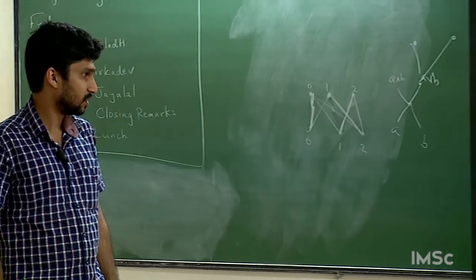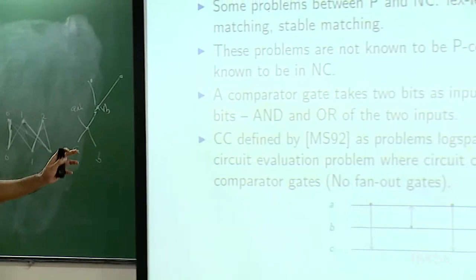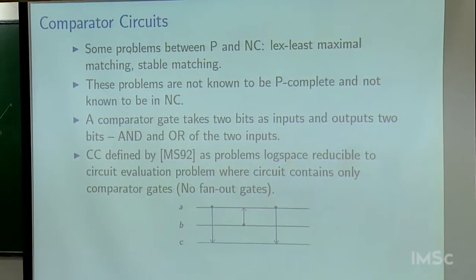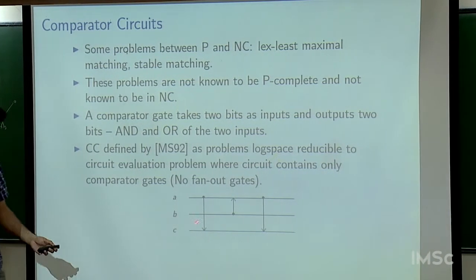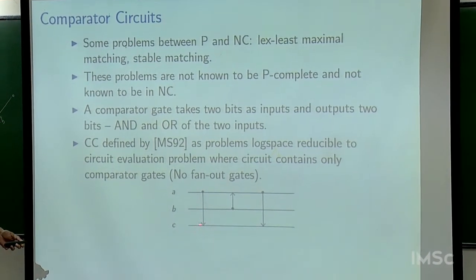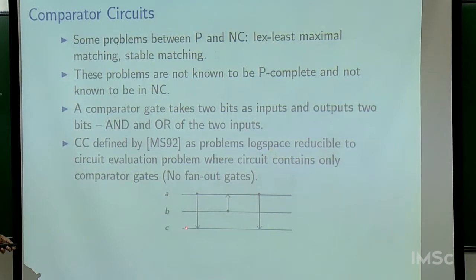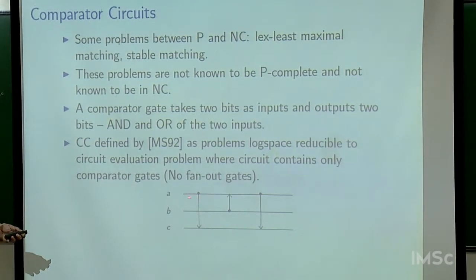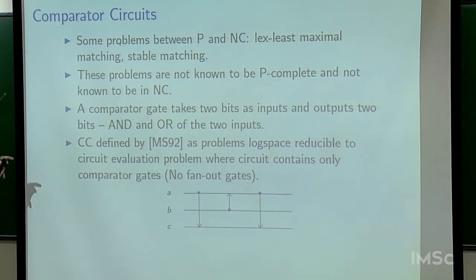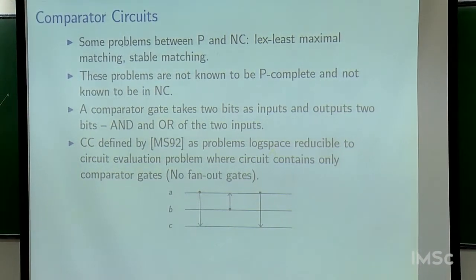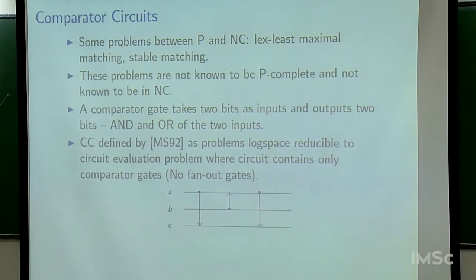Pictorially they can be represented like a sorting network. So this is a comparator gate. This comparator gate takes A and C as inputs, and it will produce A or C on this wire and A and C on this wire, and so on. There's a designated output wire, and that's the output of the comparator circuit.